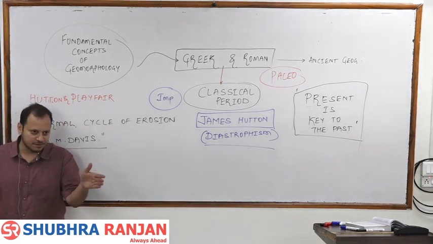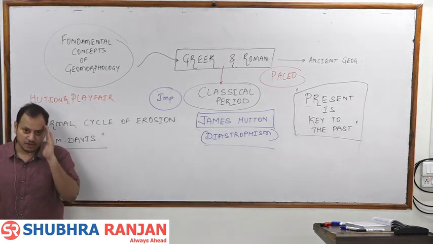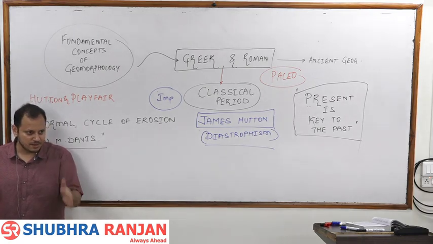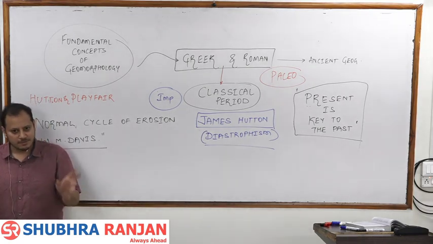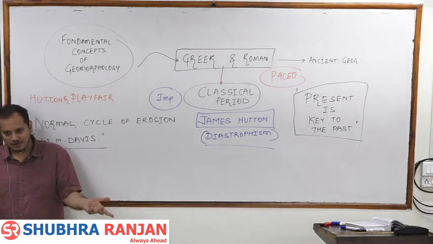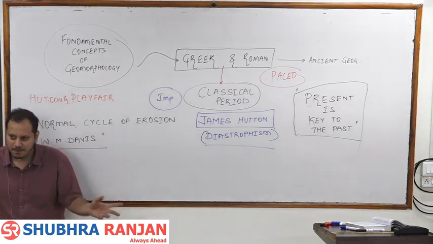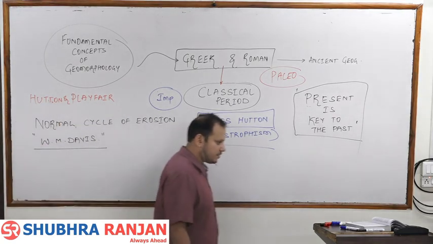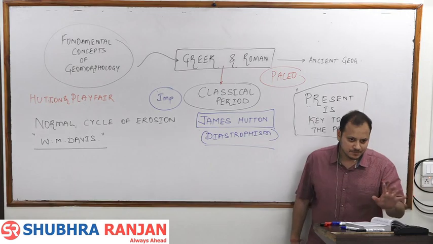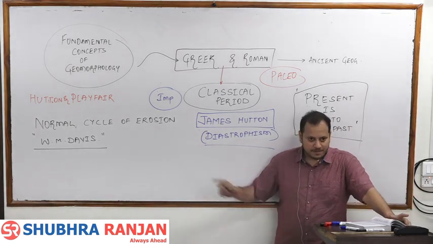Your answer should be different from the other answers, because all the serious students who are going to write mains will do the normal cycle of erosion. The problem will come with the epigene cycle of erosion, which came the year before last. But it will never come in the normal cycle of erosion, etc. in this part. Fine? Next.